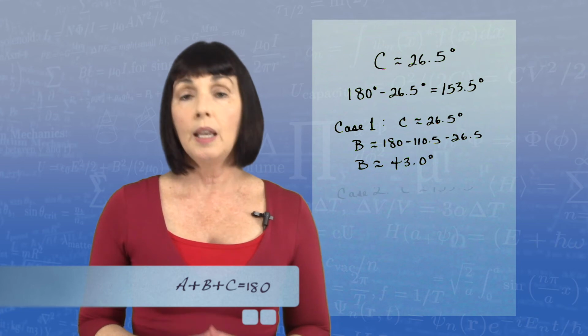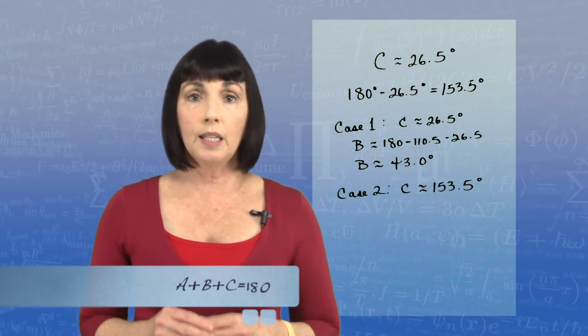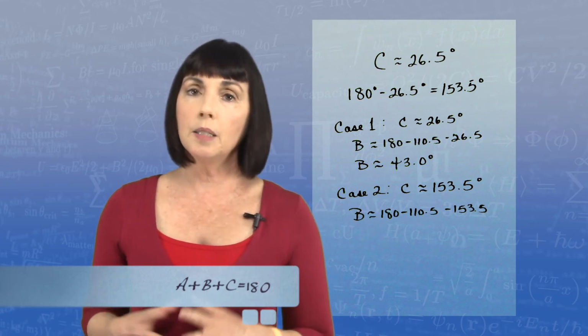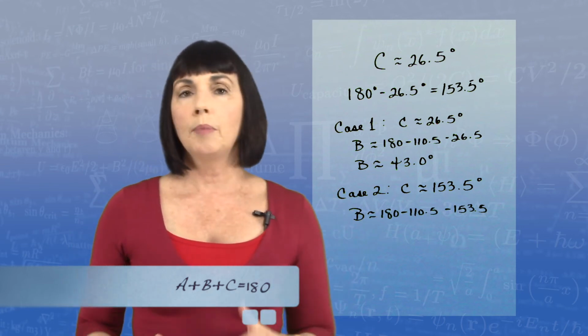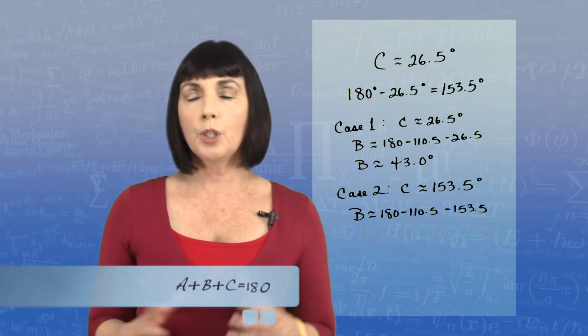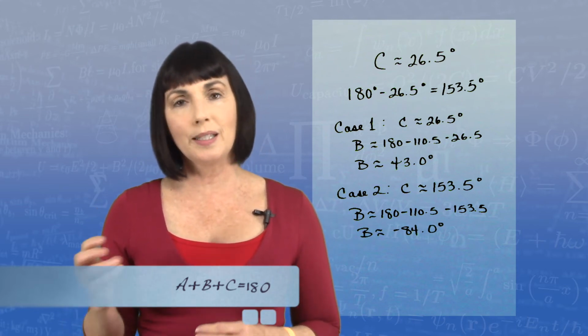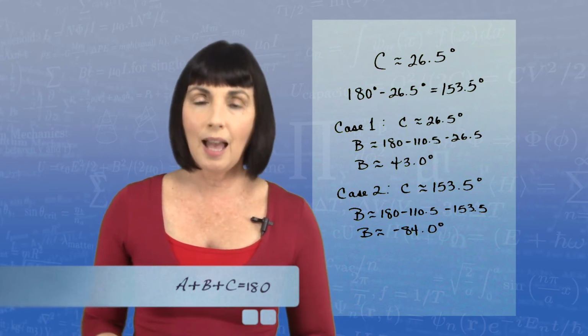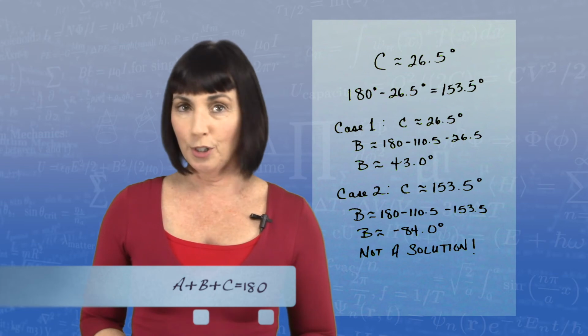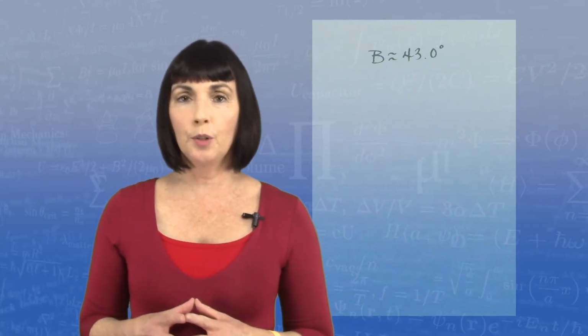That's fine. In our second case, where C is approximately 153.5 degrees, that means that B would be 180 minus 110.5 minus 153.5, which is approximately negative 84.0 degrees. We cannot have a negative angle measurement, so this is not a possible solution. So the only possible solution for our measure of angle B is approximately 43.0 degrees.